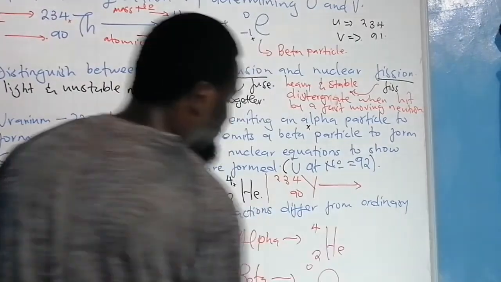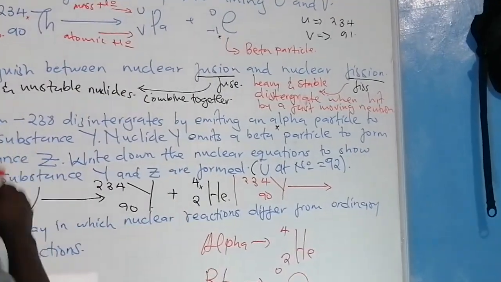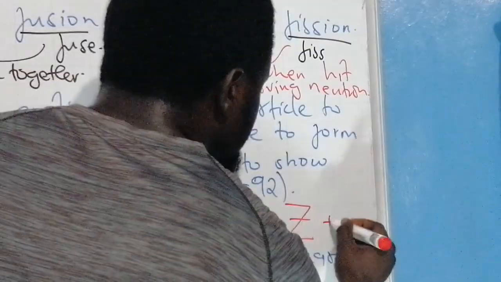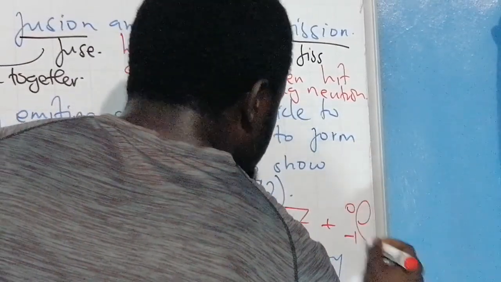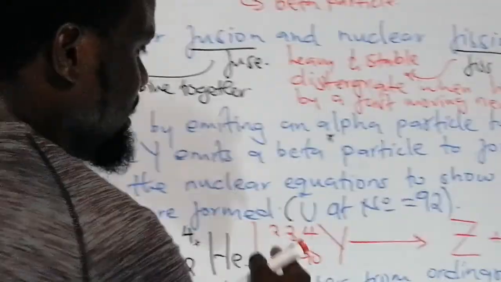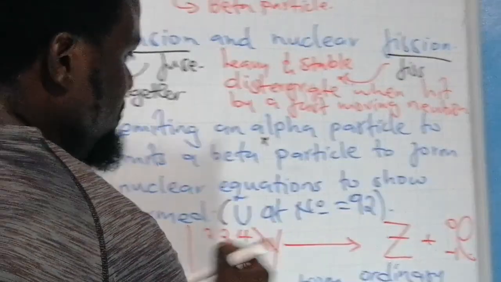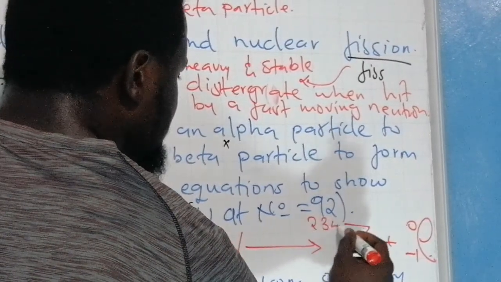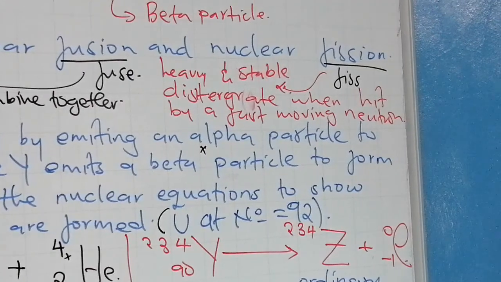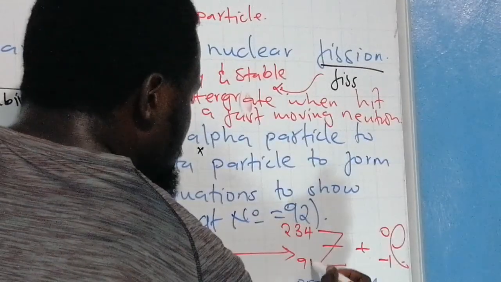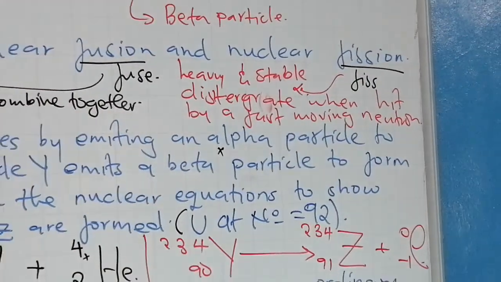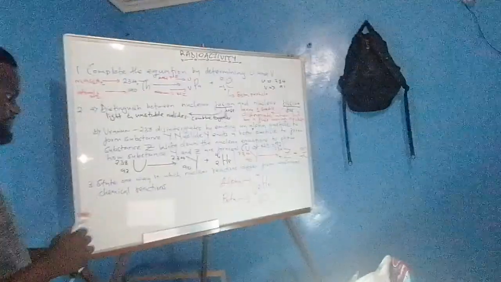When it emits a beta particle, it forms substance Z, and beta particle is 0, -1e. So when beta particle is released, the mass number remains the same, 234, and the atomic number normally increases by 1. So it will be 90 plus 1, which will give me 91. So these are the two equations that we are supposed to write down.